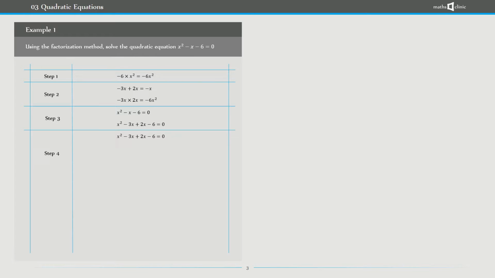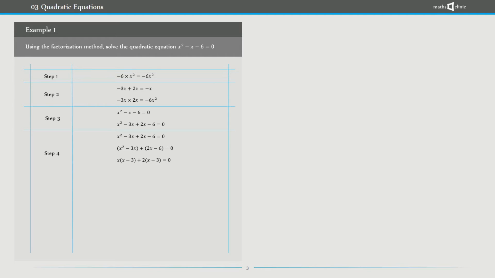So we have x squared minus 3x plus 2x minus 6 equals 0, and we want to group these in twos. We have one bracket, x squared minus 3x, and another bracket, 2x minus 6. Then the next thing we want to do is factorize simply. We factorize the first bracket using x: x is common there, so we have x into bracket x minus 3. Then we factorize the second bracket, and we have 2 into x minus 3.